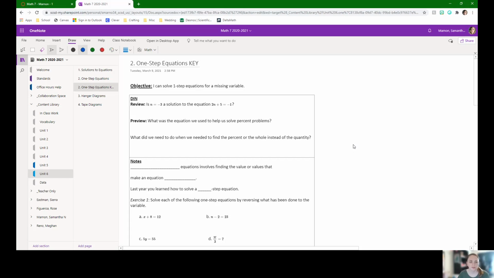So we're going to review some one-step equations. This is something that you did in 6th grade, and we're going to build on it in 7th grade. So our objective today is I can solve one-step equations for a missing variable.